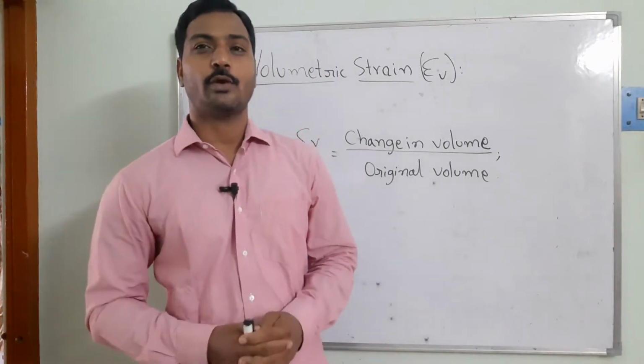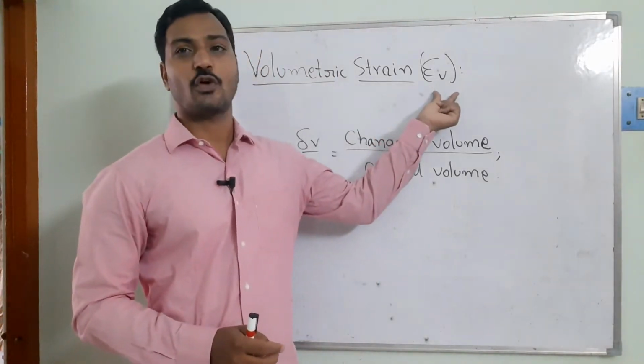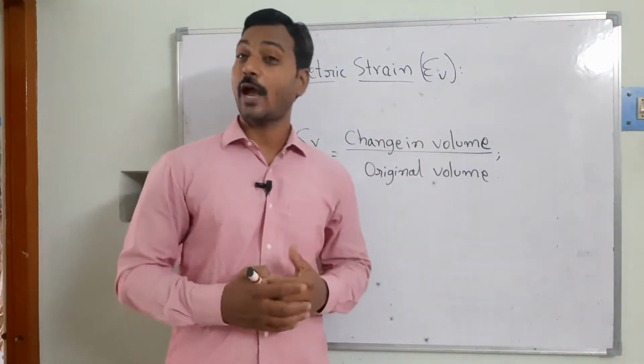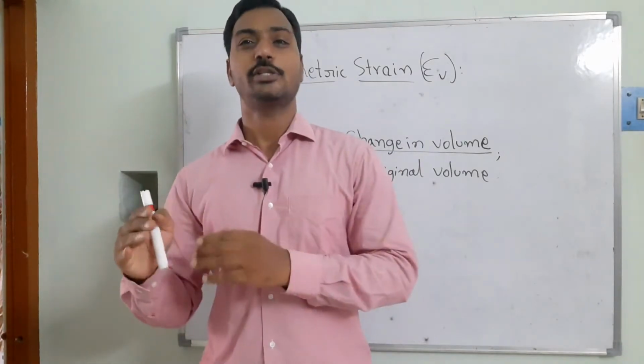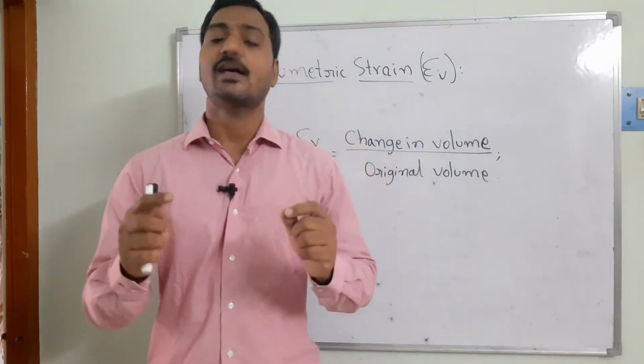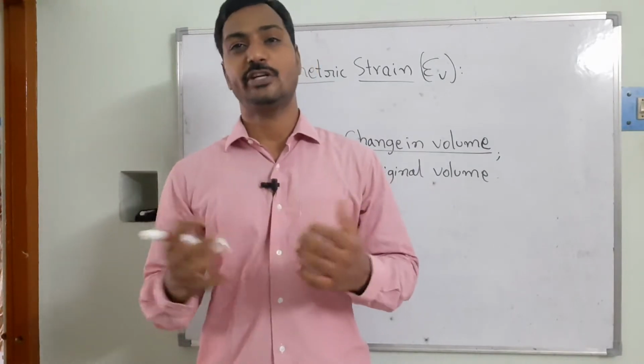In this video lecture, we are going to be talking about volumetric strain. That is indicated by the letter epsilon V. In the last video lectures, we have seen what the longitudinal strain, the lateral strain, and the Poisson's ratio are. Those strains are indicated in the respective directions, like the X, Y, and Z directions.